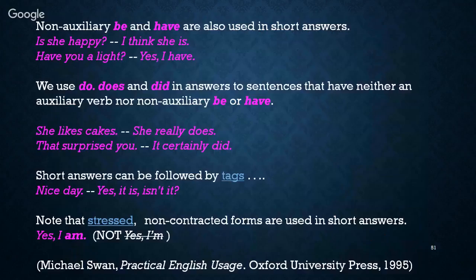Non-auxiliary be and have are also used in short answers. That is, when be and have are not used as auxiliary verbs. Now, the main verbs are used too. Now, in short answers we have to use them.